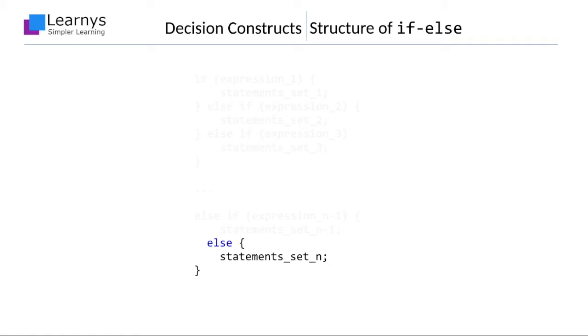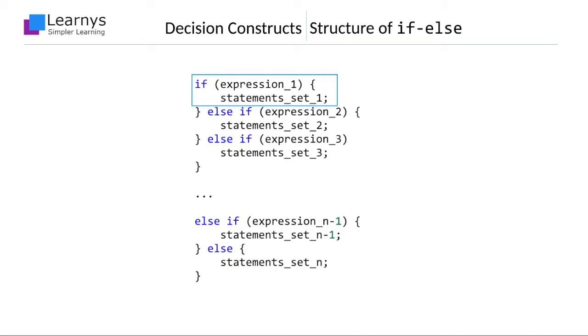A decision construct cannot have more than one else block. The relative order of if, else if, and else blocks is very important. The else if block appears after the if block and before the else block, and the else block always appears as the last block. Every decision construct must have an if block, whereas else if and else blocks are optional. But if they appear, the relative order of their appearance should be as mentioned before.